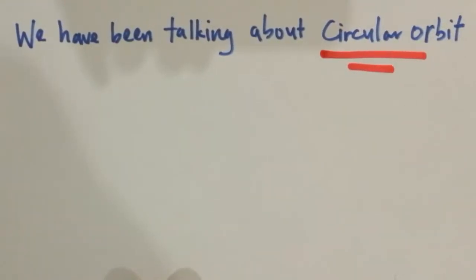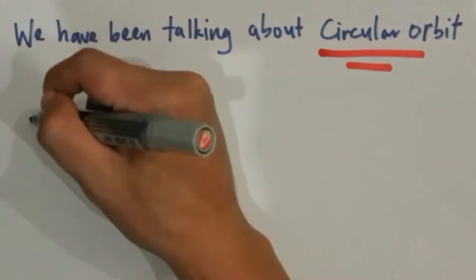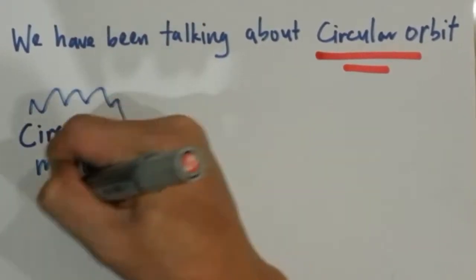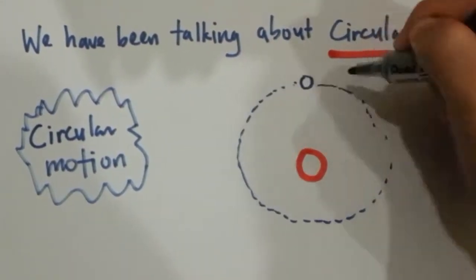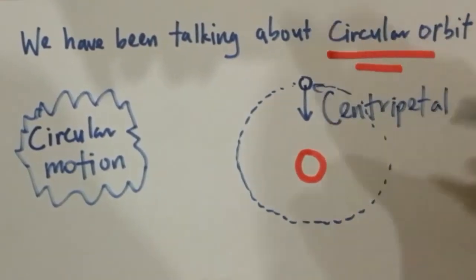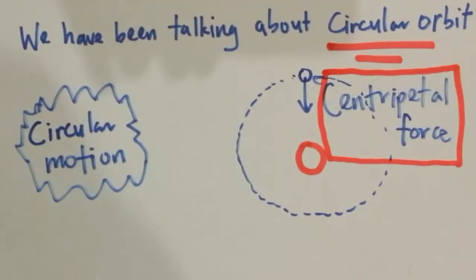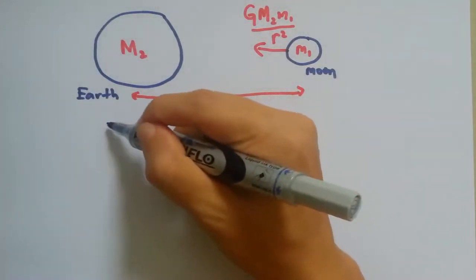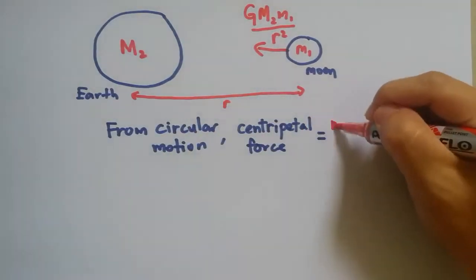So, we have been talking about circular orbits whereby one mass revolves around the other. This must be very familiar to you as we have just covered circular motion a few weeks ago. In that chapter, we say that if a mass is orbiting in a circular orbit, it will experience a centripetal force which points towards the center of the path. So now let's link the motion of the Moon orbiting around the Earth with circular motion. From the chapter, we know that the centripetal force is equal to mv squared over r.